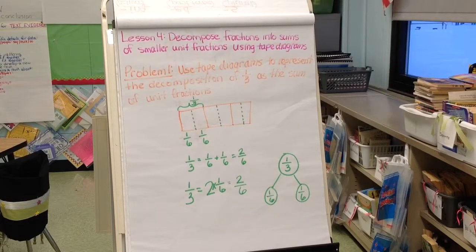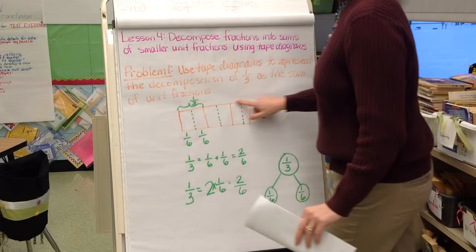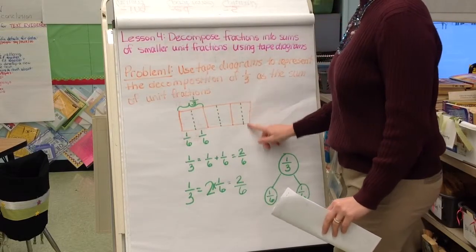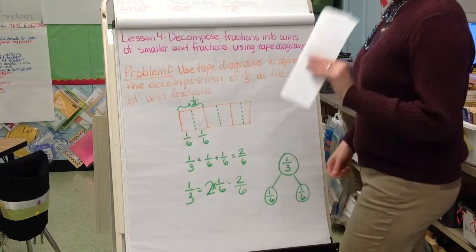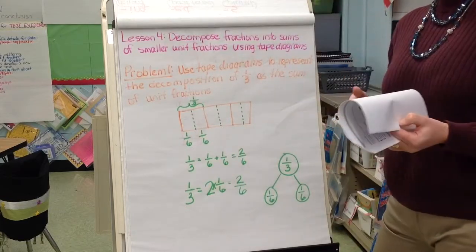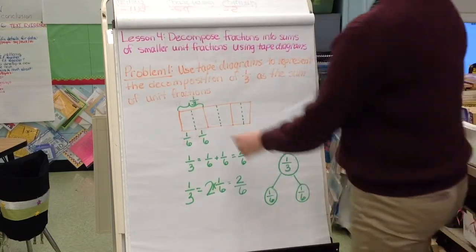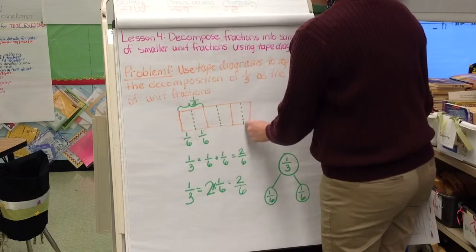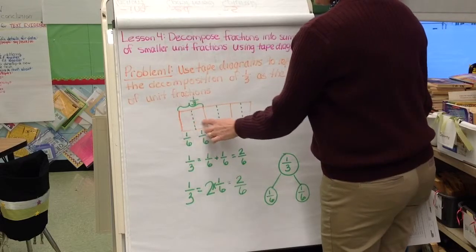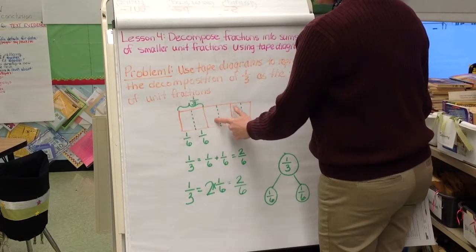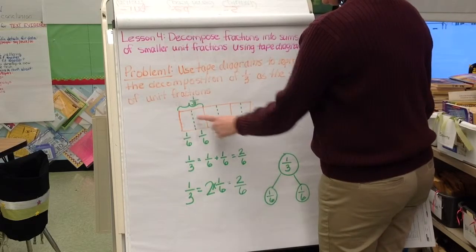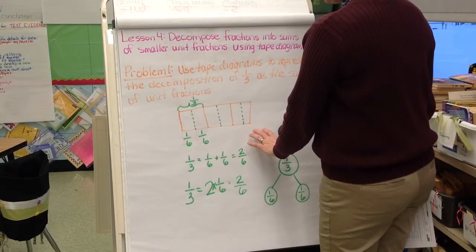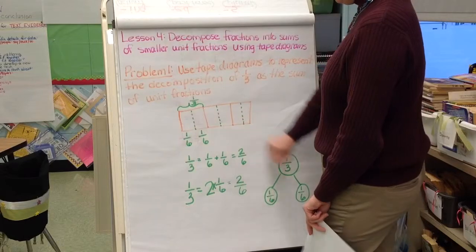So you're going to see I have my tape diagram, and there's thirds, okay? But I'm going to decompose 1/3 even further into a different unit fraction. So I took each third, and you're going to see the green dotted line. Okay, I'm decomposing that. I now have 6 pieces. Okay? So I've now decomposed it into a sixth.